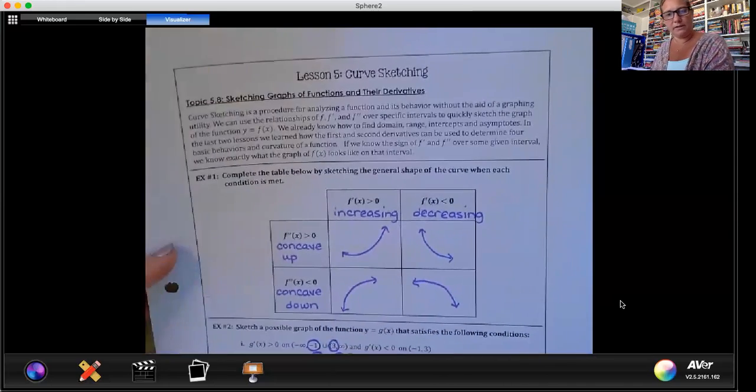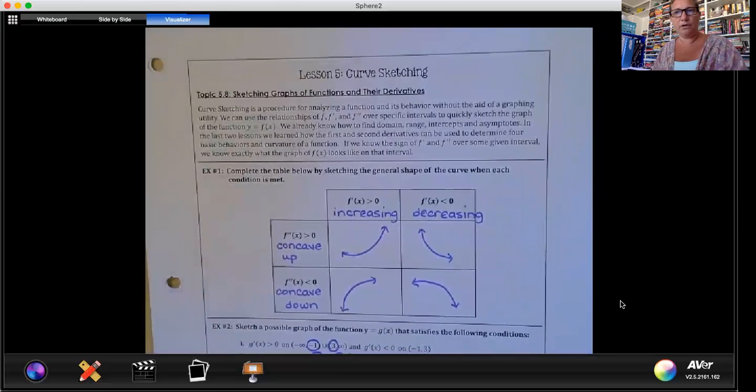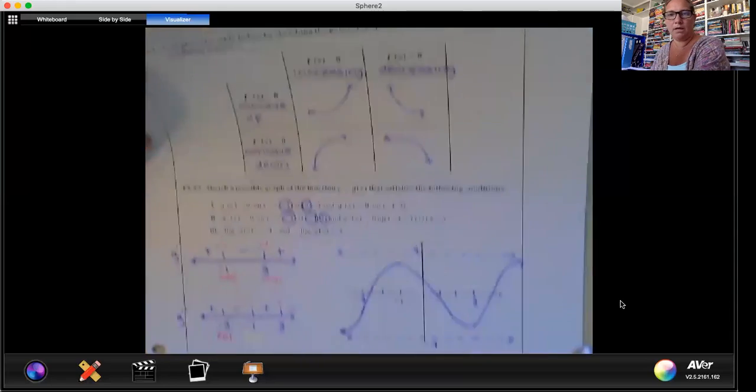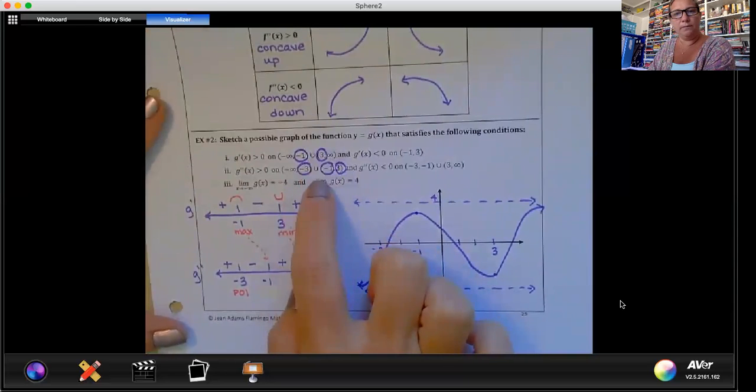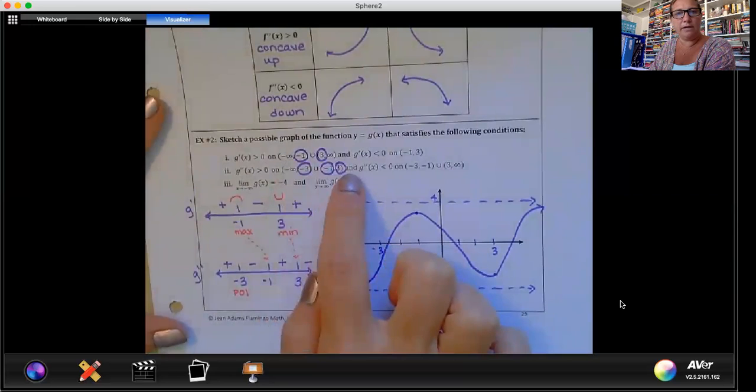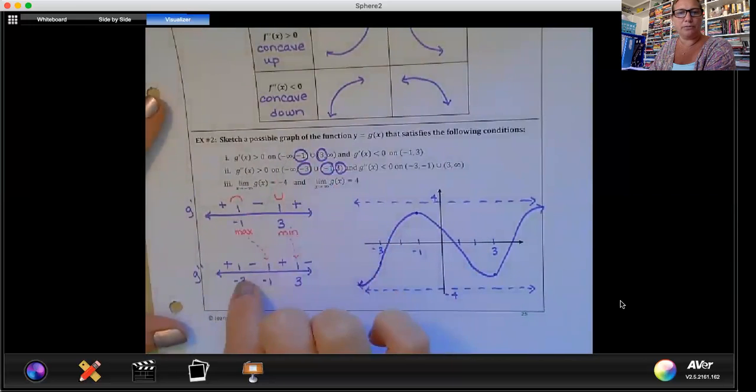I've already filled in example number 2 for you. So what I want you to do is pause your video, get your notes copied down. And as you copy down your information, I want you to kind of process what it is you have looked at, what you were given, what you used to create your graph and to create your charts. So the values that are given in parts 1 and 2, -1 and 3, -3, -1 and 3, those are what go in your charts.